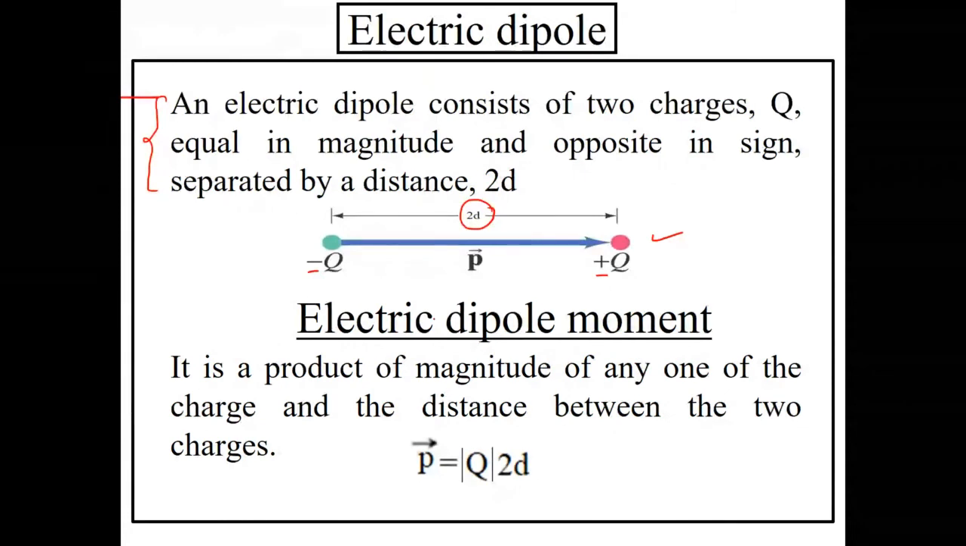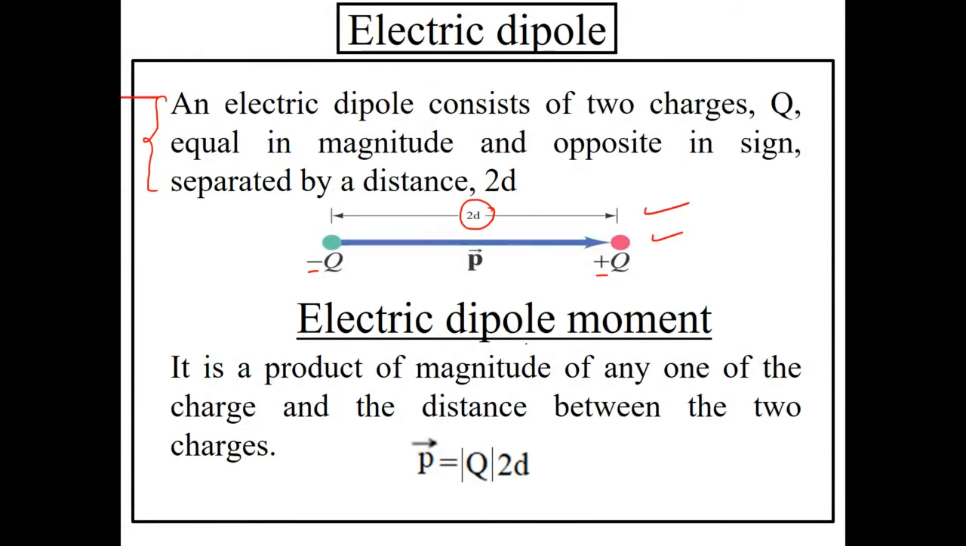From this dipole, if you want to find the dipole moment, see this picture. You can just read these three lines. By just reading them, you can easily frame the formula for the dipole moment. The dipole moment is a vector quantity. Product of the magnitude of any one of the charges. How many charges do you have here? Two charges.